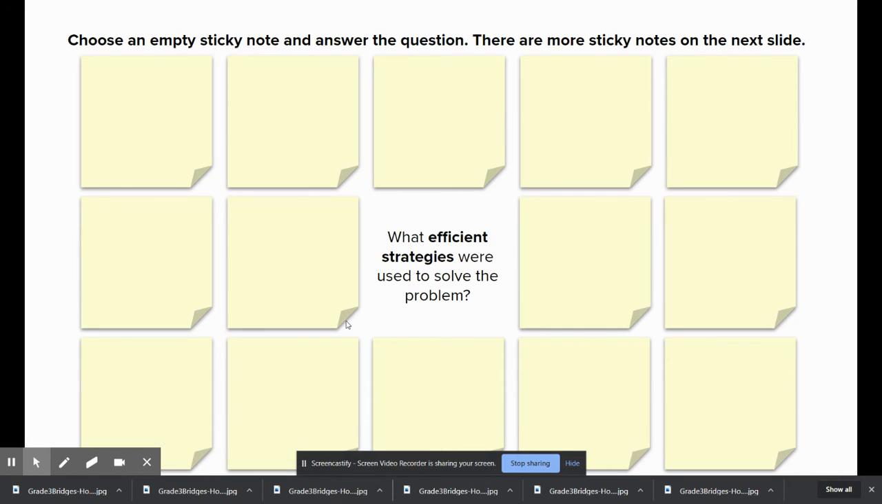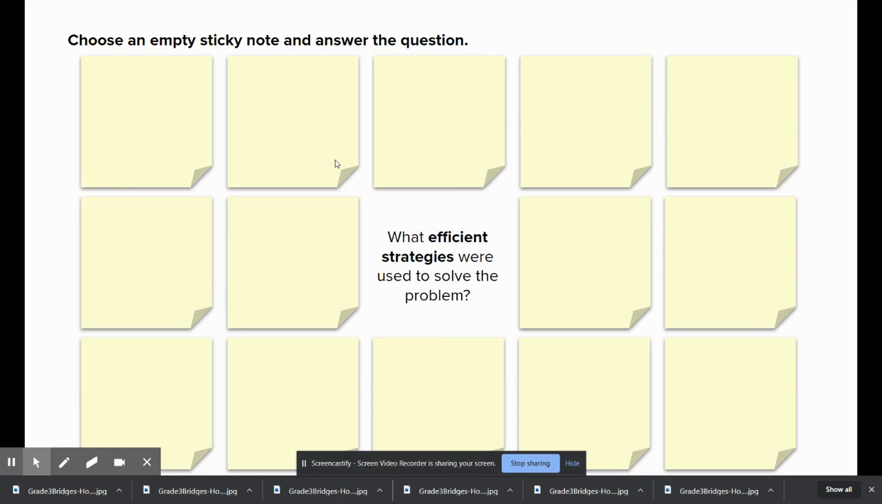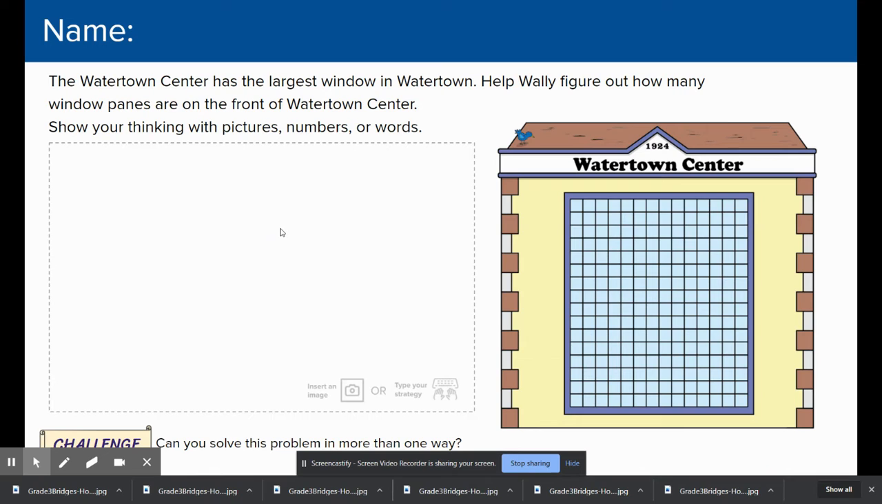Now you're going to choose a sticky note. Okay? And then when you choose a sticky note, let's go back up there. It says choose any sticky note and answer the question. What efficient strategies were used to solve the problem? Okay? So you're going to pick one and you're going to answer it. Make sure you put your name on it because you're sharing this slide. Now I have made a copy for everyone.